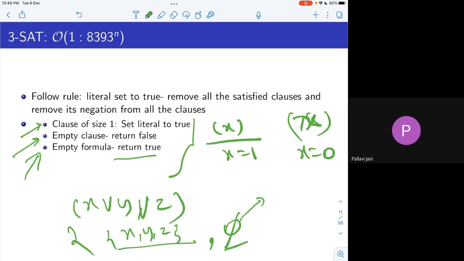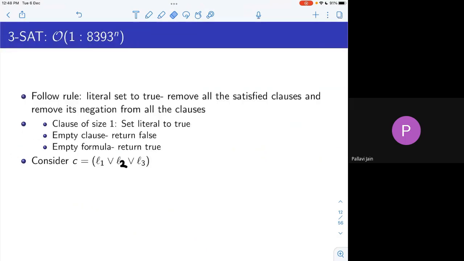But we can never satisfy it because we don't have any literal here to satisfy it with. Okay? So by default, we can assume we don't have such conditions. Otherwise, we would have taken care of it. Okay. So now let's come to what she was mentioning, that can we decide if we set some literal to true or false, what further action to take on remaining two literals?